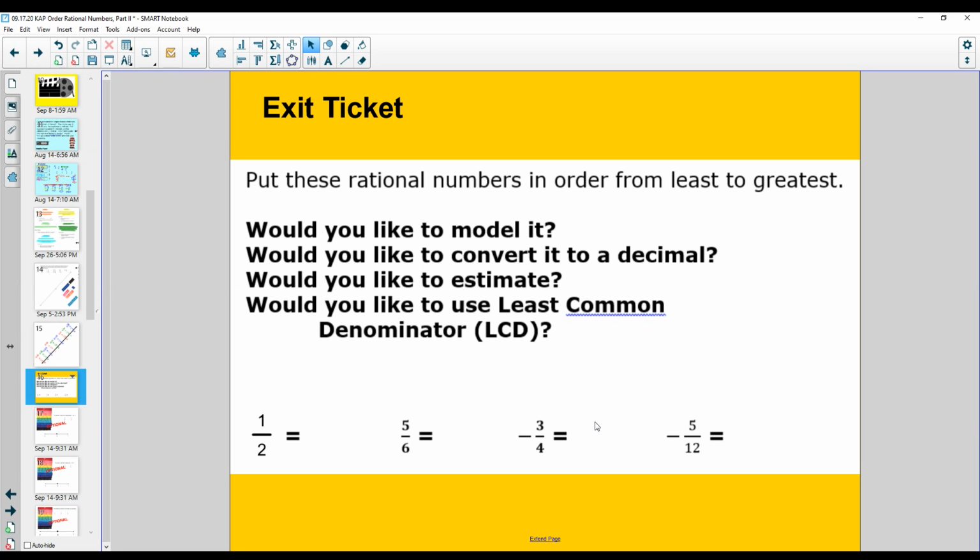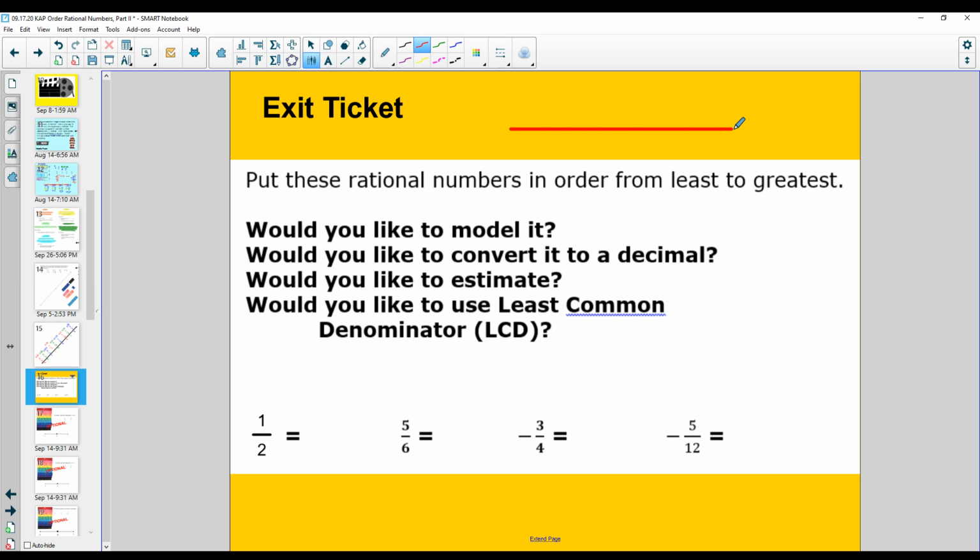So, how did you put these in order from least to greatest? Did you draw it? The reason why I probably would not draw it is because I don't want to draw a rectangle that's divided into 12 parts. So you could have estimated, or you could have turned it into a decimal, or used least common denominator. So let's get my pen ready.